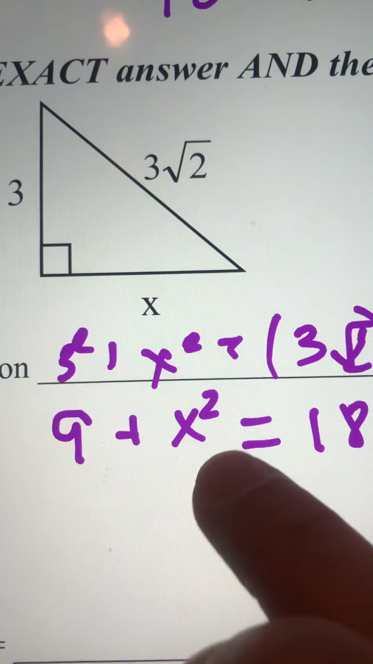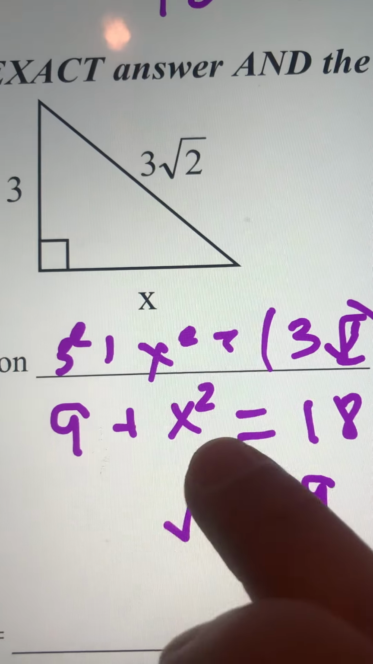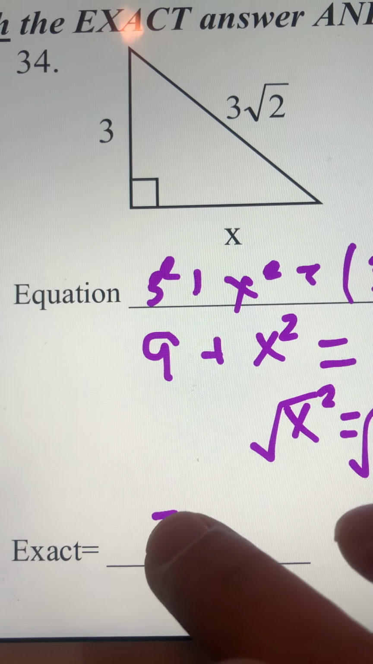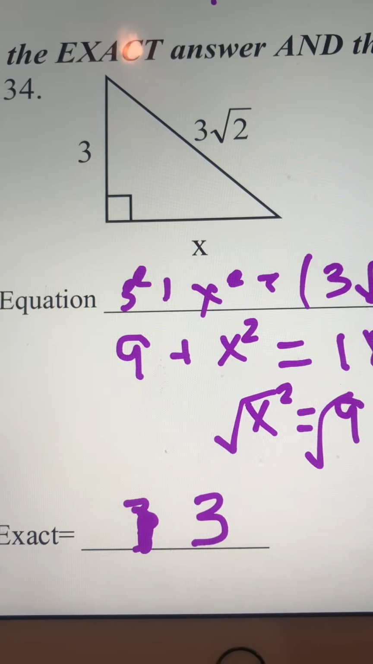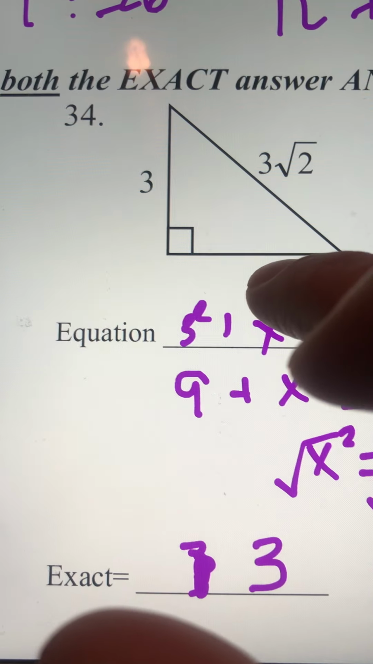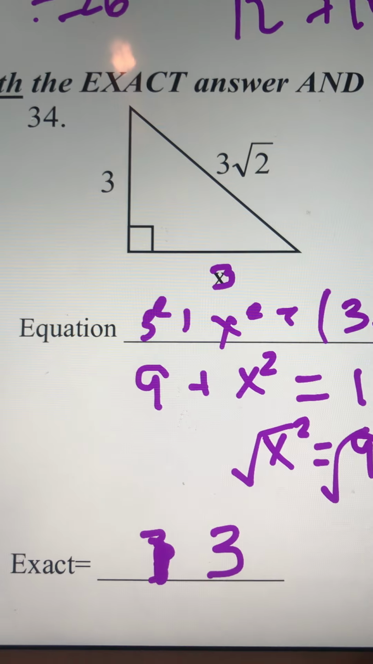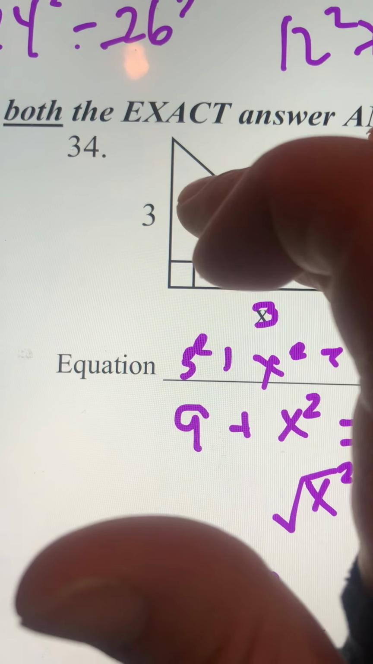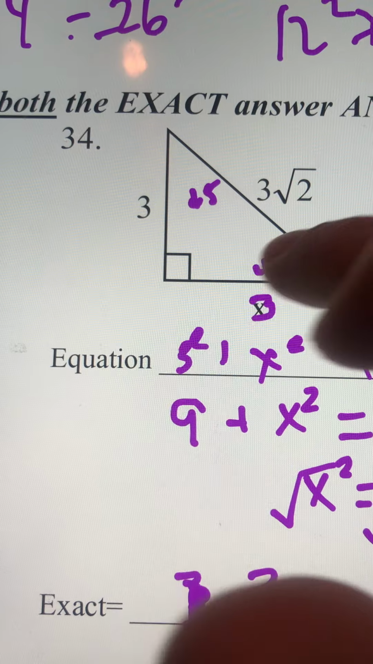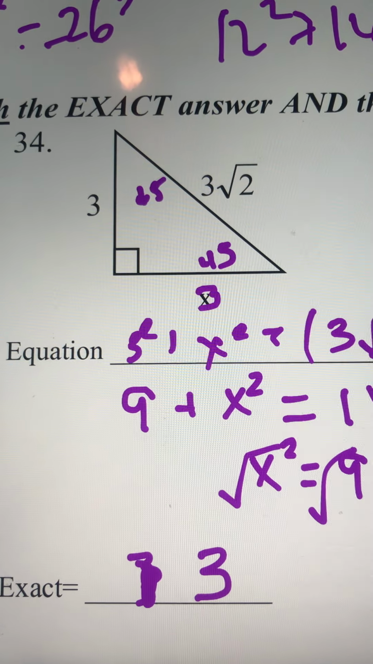So when you subtract 9 from both sides, it equals 9, and then this is kind of good news. There's only an exact answer. Why can't I write a 3, right? It's just a 3. And if you recognize this, this is one of our special triangles. Do you recognize that? 3, 3, 3 root 2, that's a 45, 45, 90 triangle.